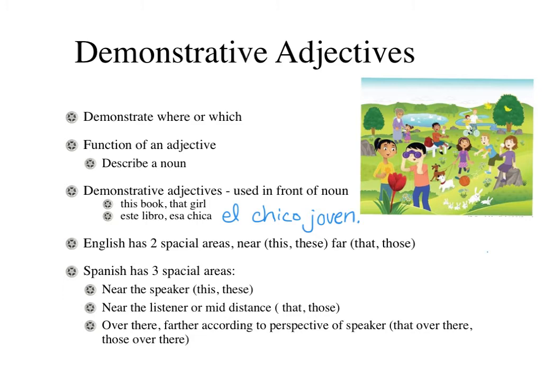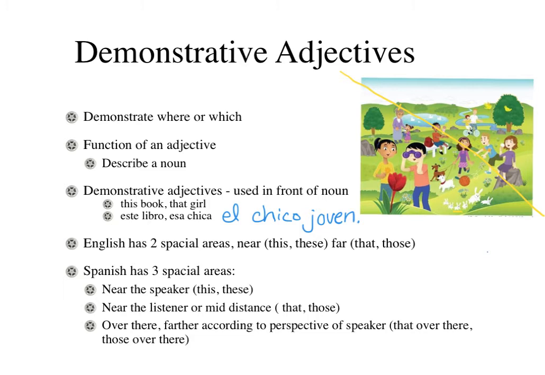An important cultural note. English has two spatial areas. So we would kind of divide this down the middle. And we either have things that are near, that we would use this or these for, or things that are far away, that we would use that or those for. Spanish, on the other hand, has three spatial areas.